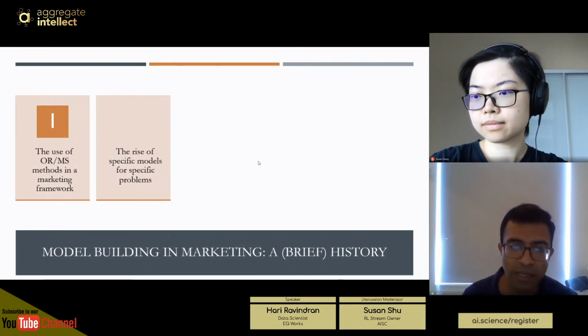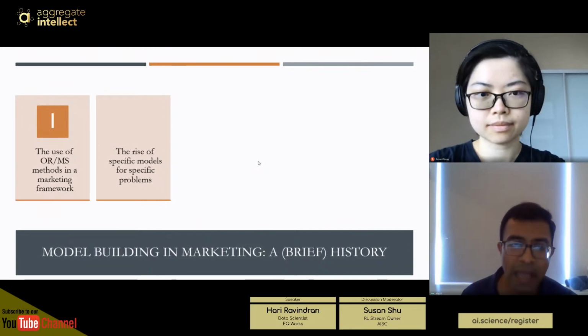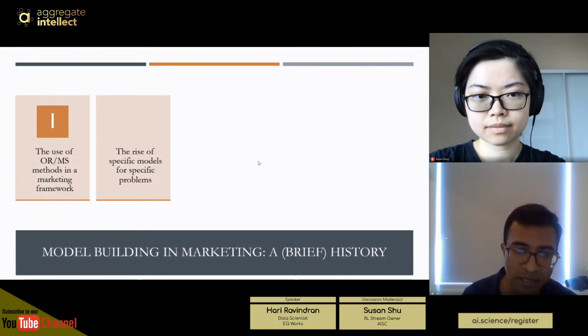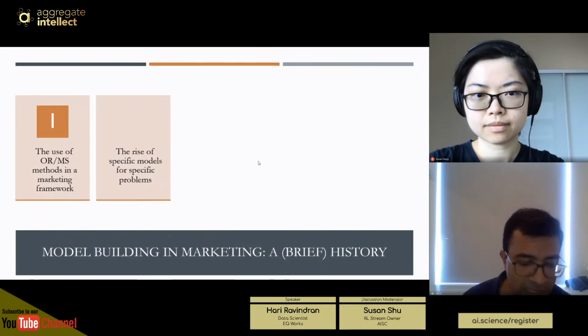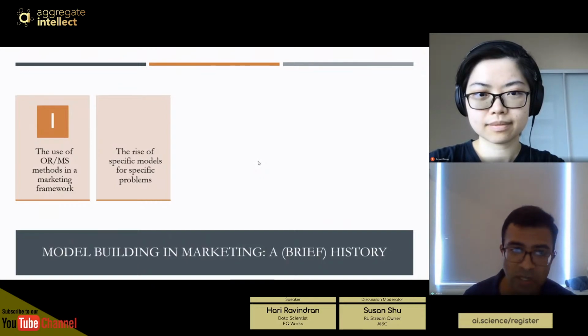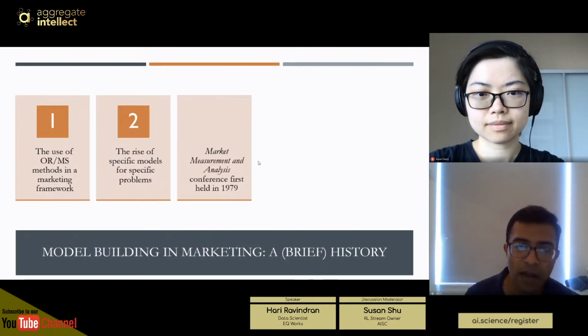Instead of doing a one-size-fits-all approach, you start considering very specific problems, and then you try to develop models that address those issues. And some of those issues are going to be things like product decisions or pricing decisions.